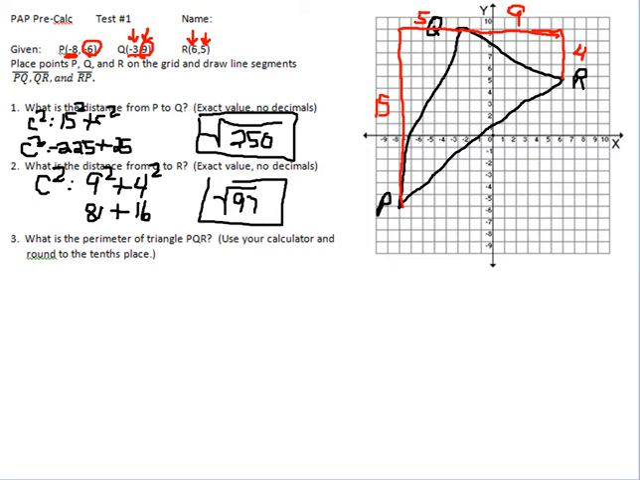And then the last one wants us to find the perimeter. Well, it's going to be this 250. That one right there was the root of 250. That one was the root of 97. So I need this last one, P to R, so I just need to do this one more time and find that one.